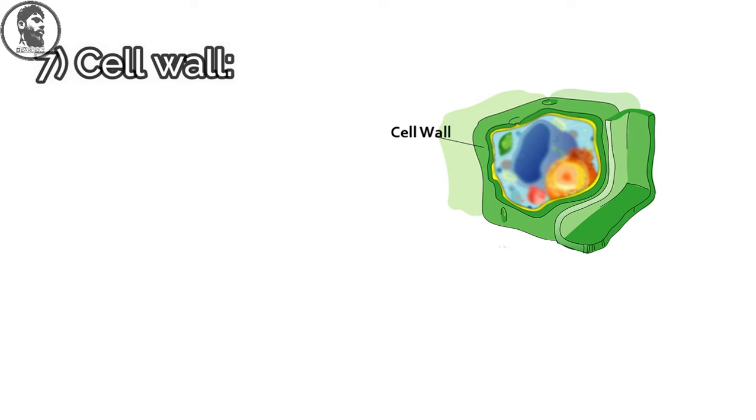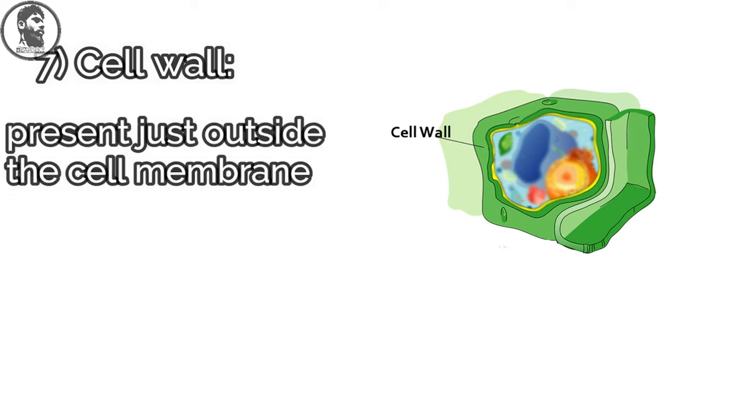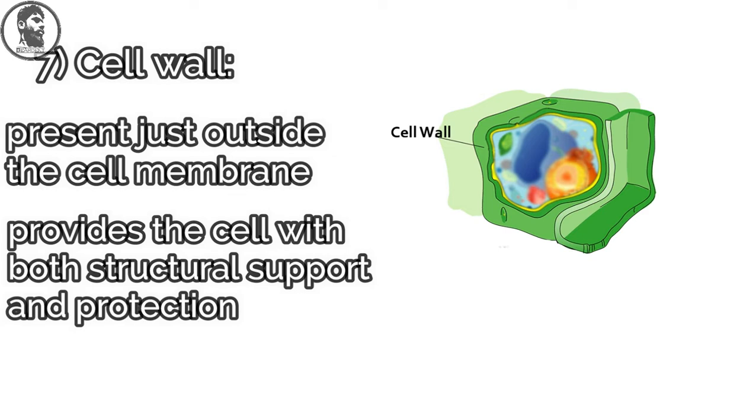Animals have only a cell membrane, while plants have a cell wall above the cell membrane. This cell wall is present just outside the cell membrane. It provides the cell with both structural support and protection from the external environment. It is very tough against the outside environment.